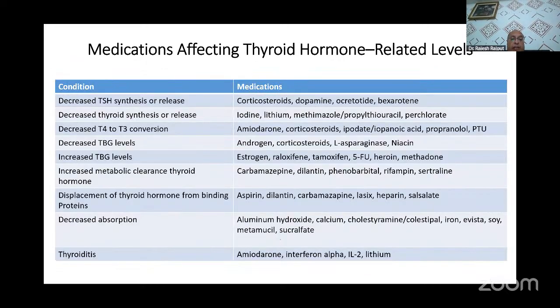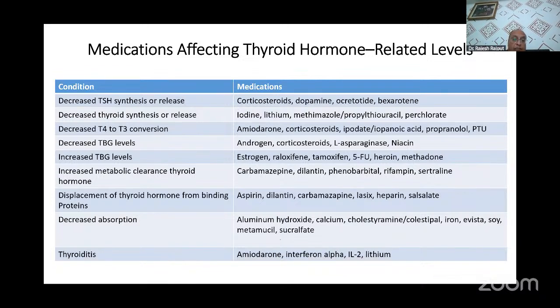Now, there are various medications from this case which I would like to emphasize. Whenever you are called or you have to see your patient for altered thyroid function test, remember, a large number of drugs are going to change your thyroid hormone levels. There are drugs which can increase or decrease the TSH synthesis. Now, these include corticosteroids, one of the very commonly used drugs, dopamine, octreotide. Now, there are drugs which can decrease the thyroid hormone synthesis, which include iodine, lithium, methimazole, propylthiouracil.